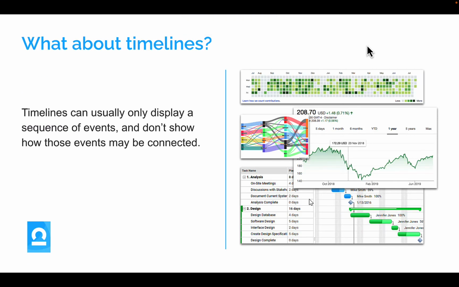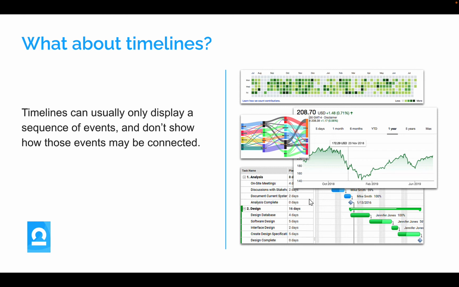The next thing we'll think about is timelines. A timeline view has been a way of looking at how data changes over time for centuries. You can think all the way back to the Bayeux Tapestry of 1066. And a timeline is a useful way of flowing time from left to right and watching a sequence of events as they occur over time.